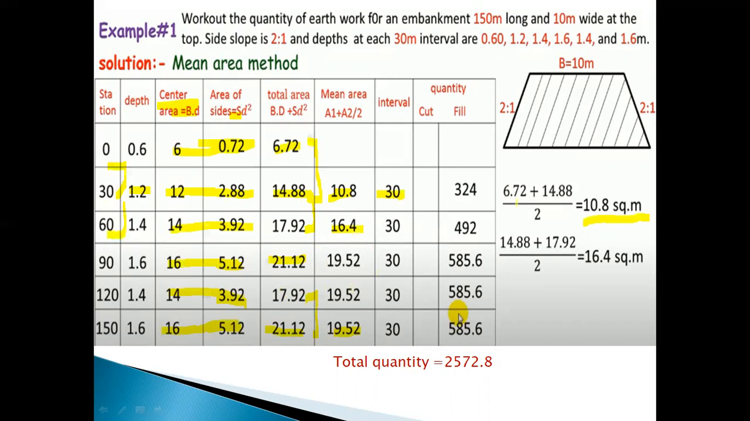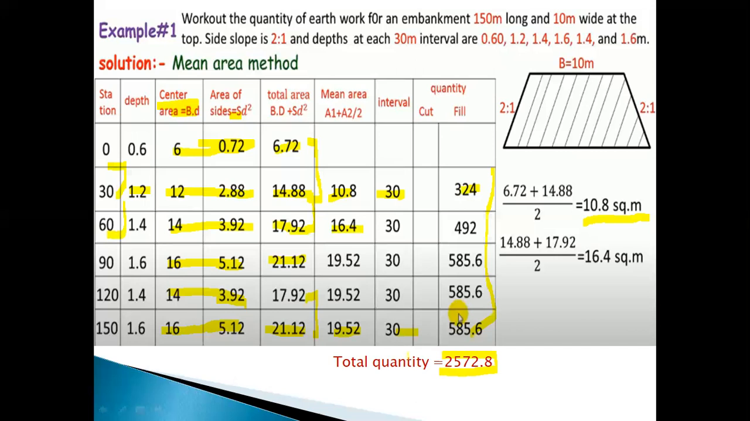So here, either cutting or filling, you don't know. So you need to decide cutting or filling. First of all, this filling portion is fill. So the volume is mean area into length. So 14.88 into interval 30, that equals 324. Next one, 17.92 into 30, 492, up to 21.12 into 30, that equals 585.6. Next, add the total area or volume or quantity, that equals 2572.8. This is the mean sectional area method.